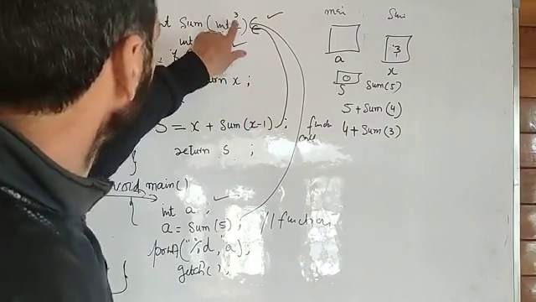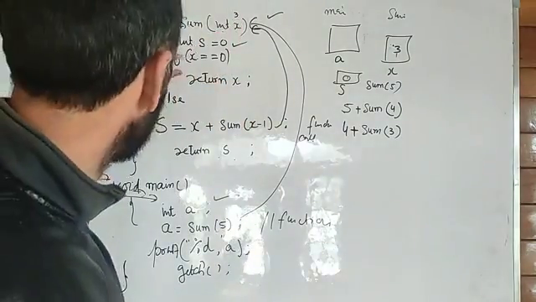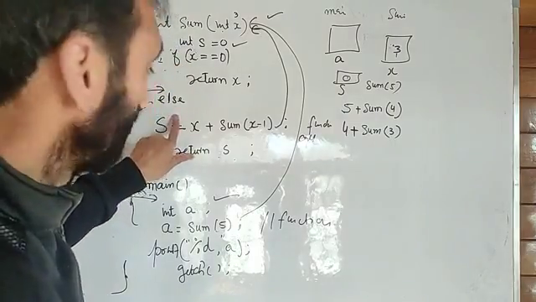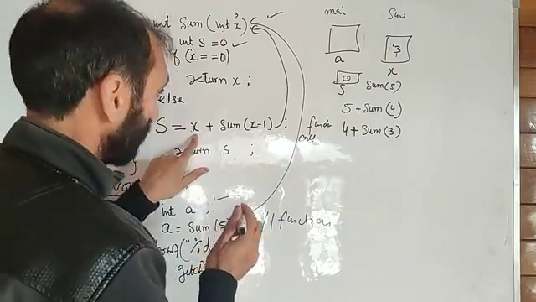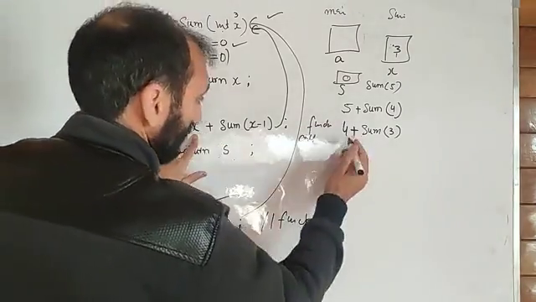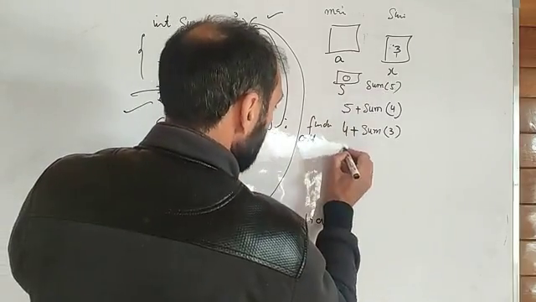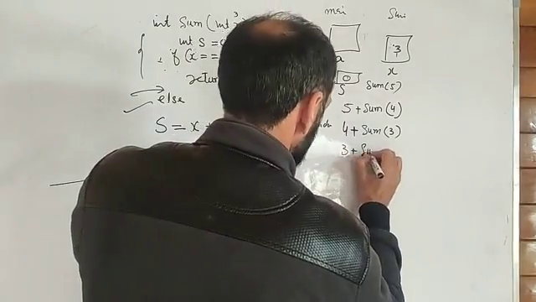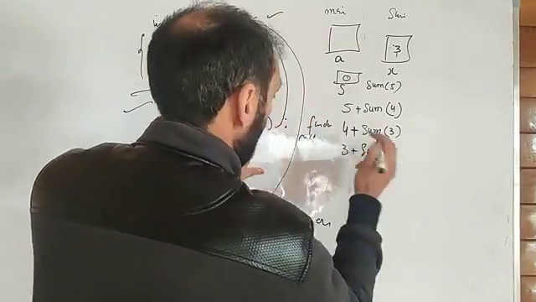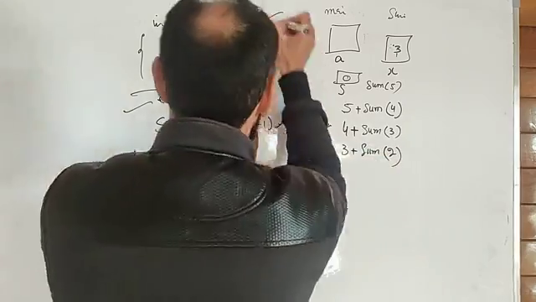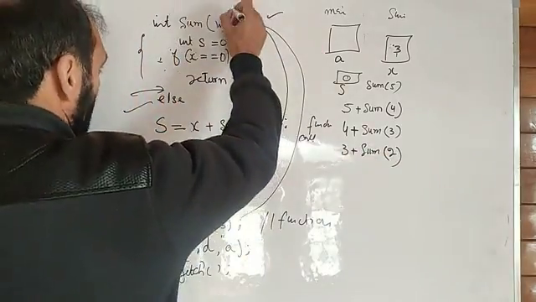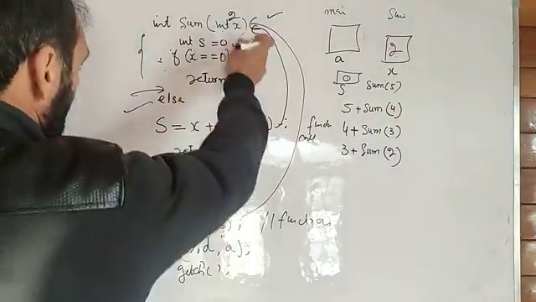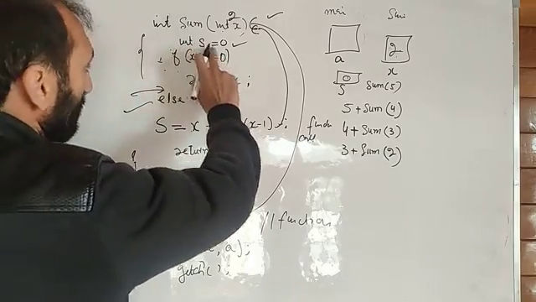If x equal to 0? No, x is 3, not 0. This condition is false, so the control will go to the else part. S equal to x. What is x? X is 3 plus sum x minus 1. X was 3, 3 minus 1, that is 2. Again the function is going to be called. Now this x contains 2.